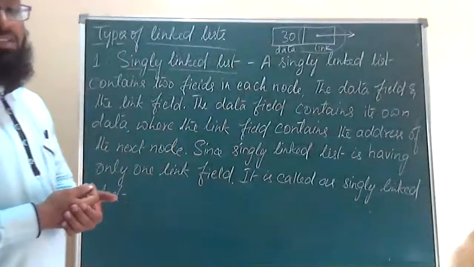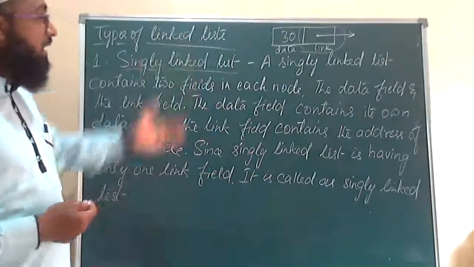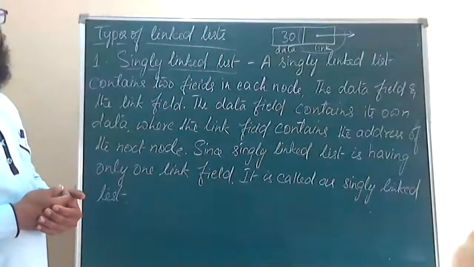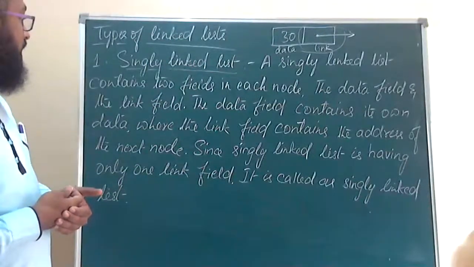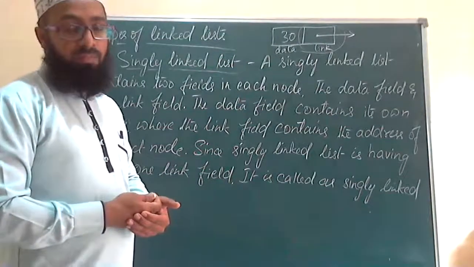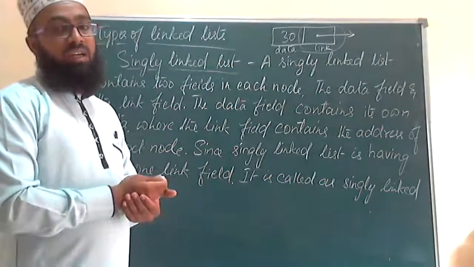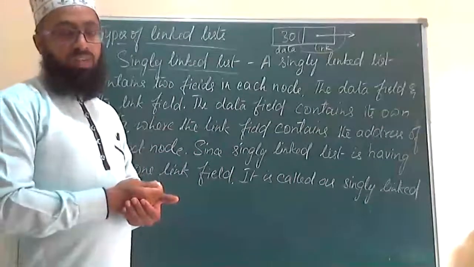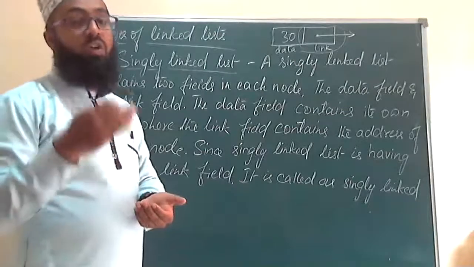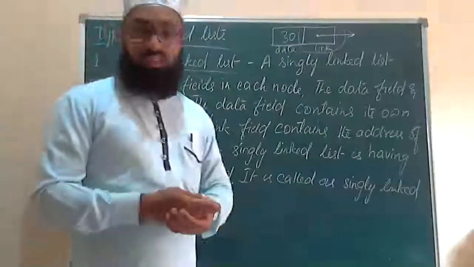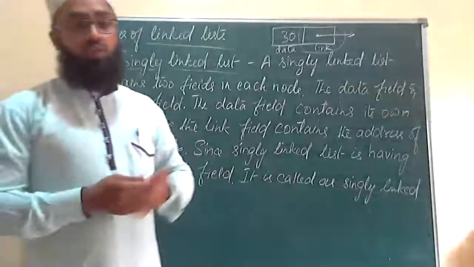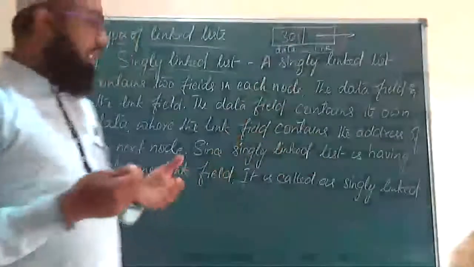This can be the same as the definition of linked list, but a little bit elaborated. So you have to write like this. A singly linked list contains two fields, the data field and the link field. The data field contains its own data, whereas the link field contains the address of the next node. Since a singly linked list is having only one link field, it is called a singly linked list.